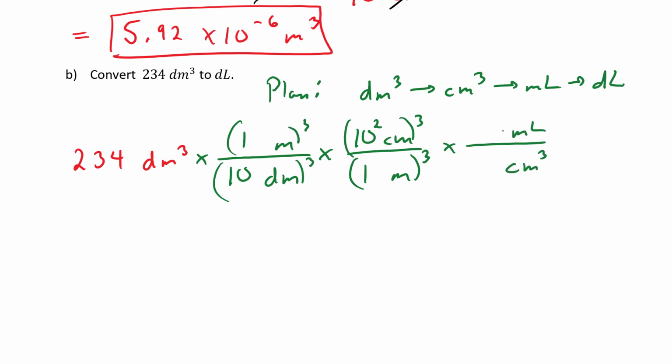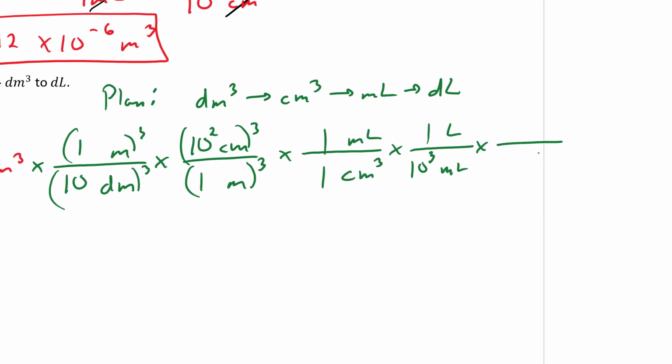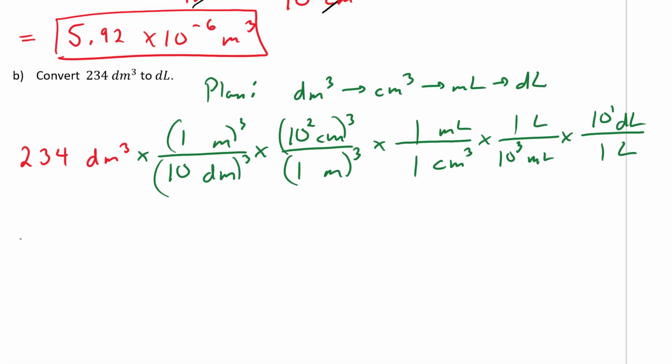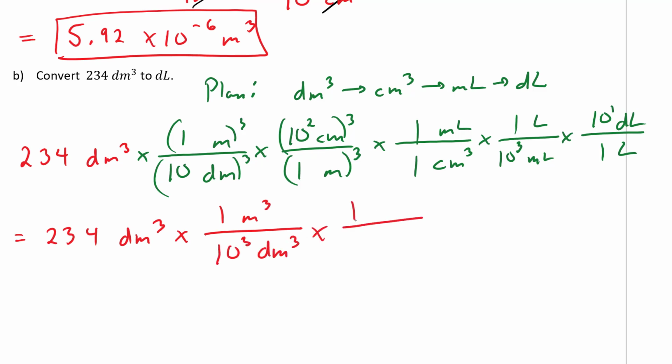Centimeters cubed on the bottom, mils on the top, 1 and 1. Go from milliliters to liters. 1 liter is 10 to the 3 milliliters. And then we will go from liters to deciliters. 1 liter is 10 to the 1 deciliters. You can see these are getting quite large. 234 decimeters cubed, 1 meter cubed, 10 to the 3 decimeters cubed, 10 to the 6 centimeters cubed, 1 meter cubed.